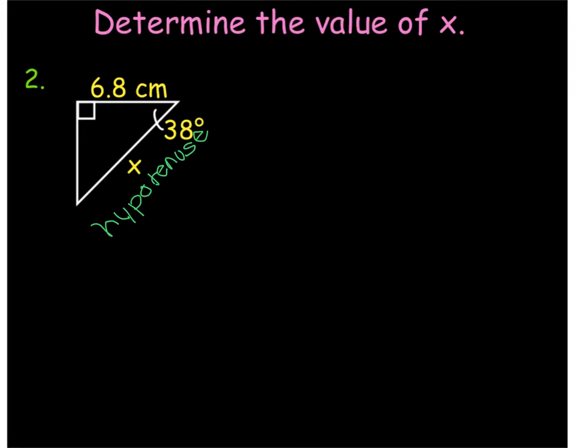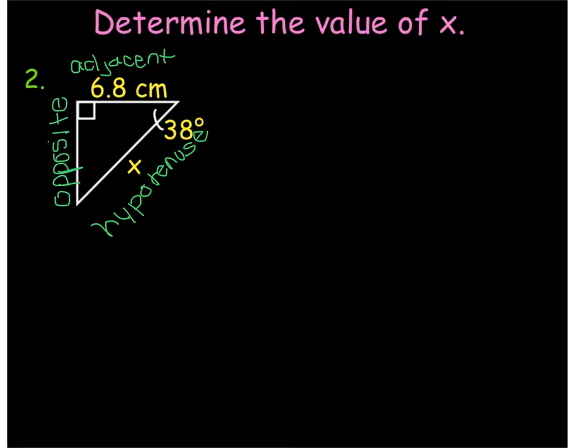And now we're ready to label our adjacent side. So our 38-degree angle here is formed by our hypotenuse and the side that measures 6.8 centimeters. So this 6.8 centimeters would have to be our adjacent side because it's helping form the 38-degree angle and it's not the hypotenuse. So we're going to write adjacent for this side right here. Okay, and that leaves this side right here to be our opposite side.